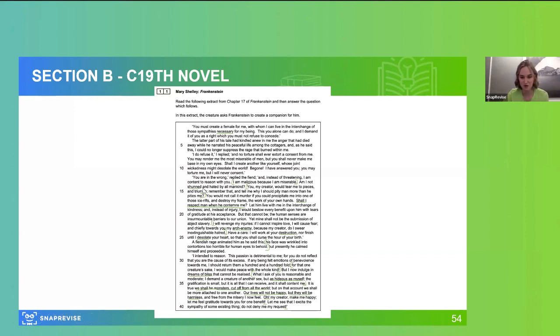How would you go about analyzing something within those two last sentences? You've got the exclamation marks. You've got some existing thing. You could analyze that. Do not deny me my request. How would you analyze that? Because that is the final part of the extract. So it's there to make an impression, I would say.